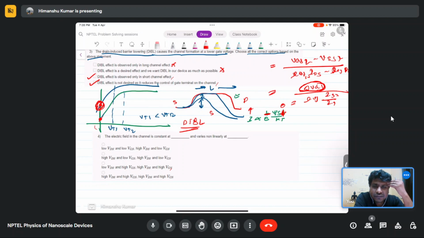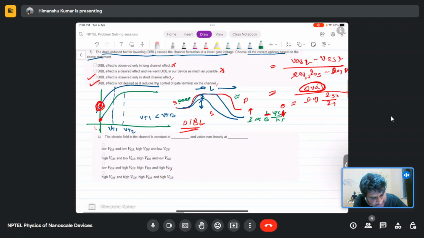Did I get your question correctly? Yes, sir. You are right. You can understand it this way: initially there was a large barrier for these electrons to cross. Now this barrier is reduced, so a larger number of electrons can cross it, and that will lead to off-state leakage current.